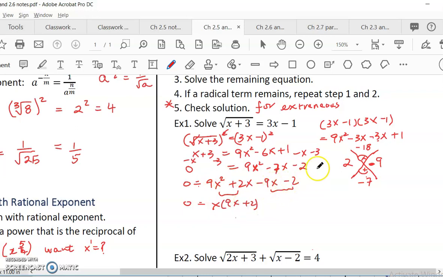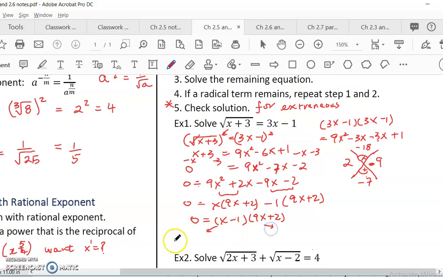Negative 9x minus 2, they don't have a common factor. Let's just factor the negative one out: negative 1 times 9x plus 2. Okay, so we have 9x plus 2, that is common. So it factors as x minus 1 times 9x plus 2. So we're almost there. So split into 2.